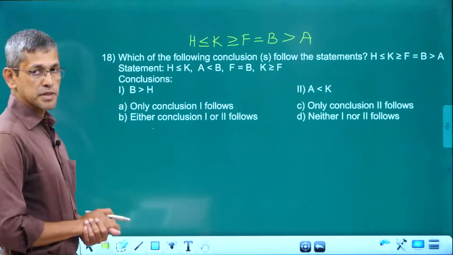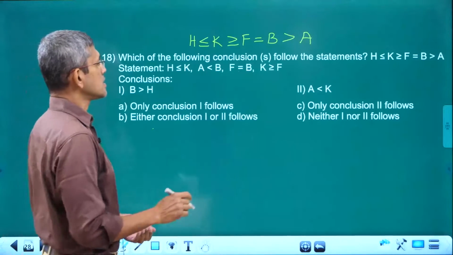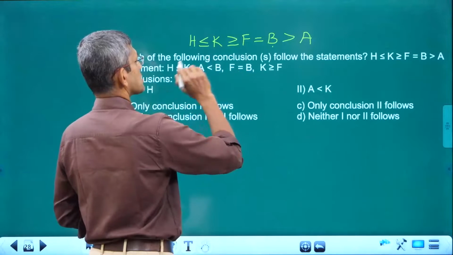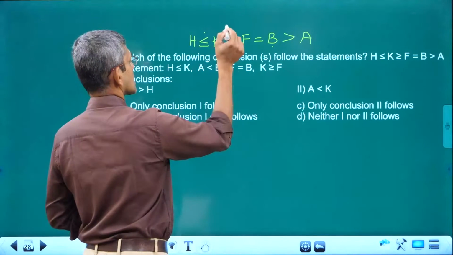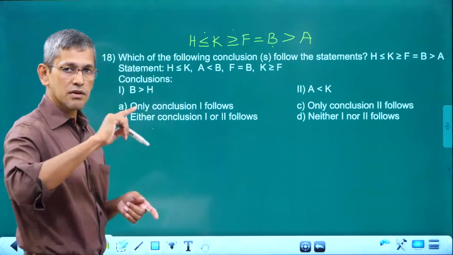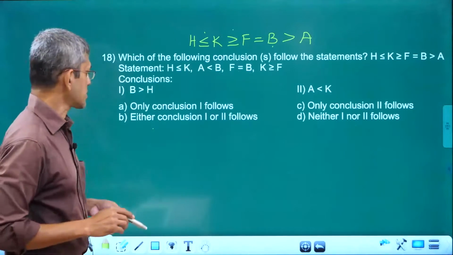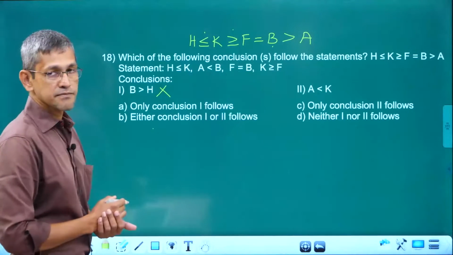Now the conclusion: b always greater than h. Between b and h we have contradictory symbols, less than or equal to and greater than or equal to. Contradictory symbols. So this one we cannot say is the answer.